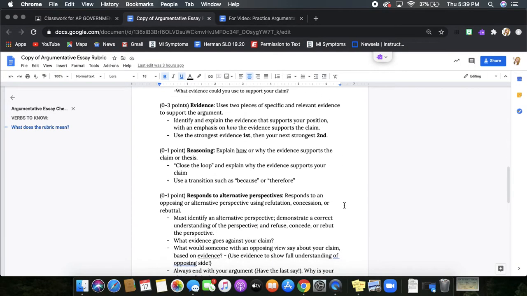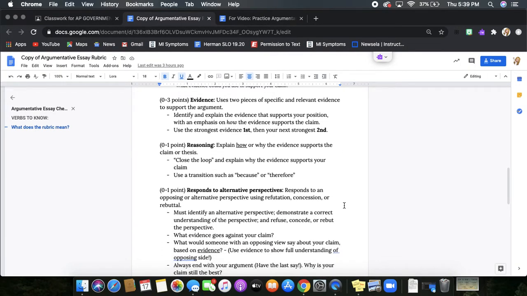Okay? Evidence. You're using 2 pieces of specific evidence, so make sure you identify and explain your evidence. What is the name of the document that you're talking about? What is the document even about? You're showing your full understanding of these documents, and then you are using that information to relate it back to your claim, back to your reasoning, right? You're closing the loop. You're going to use your strongest piece of evidence first, and then your second strongest second.